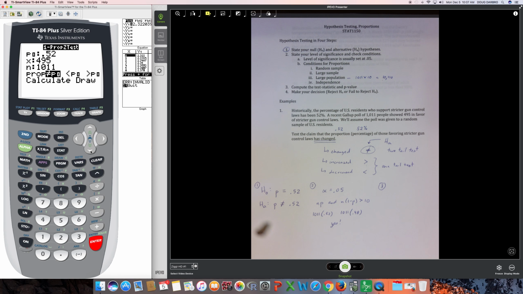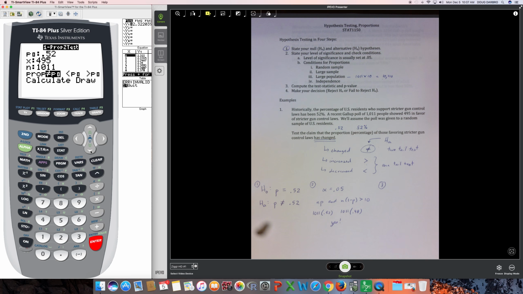Now, I'm going to show you something later, but I just want to go ahead and work the problem so there's no confusion. And I'm going to come back to this and show you a picture of the calculation of the p-value. So all I want to do here now is go calculate. And I'll go to draw a little later on. I'll show you what's up with that. But right now, let's just hit calculate because we just want to work the problem.